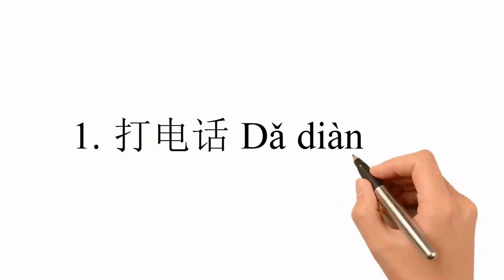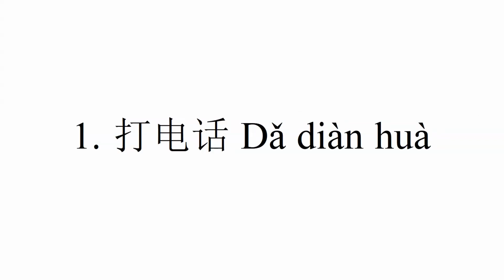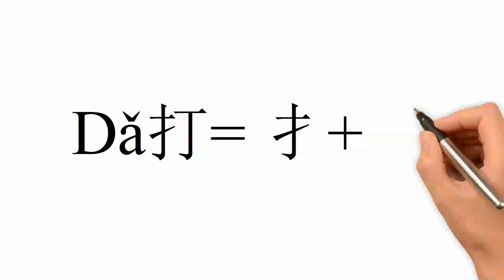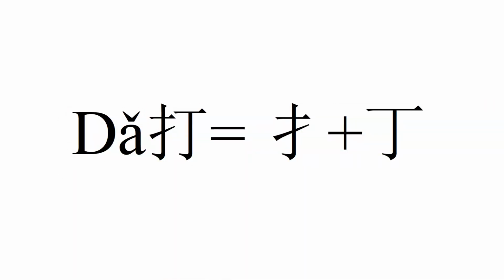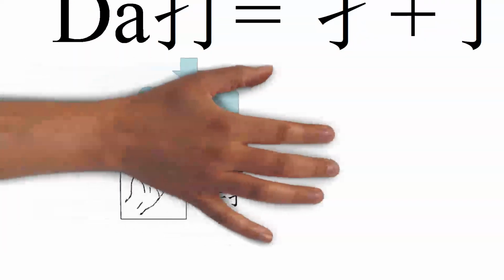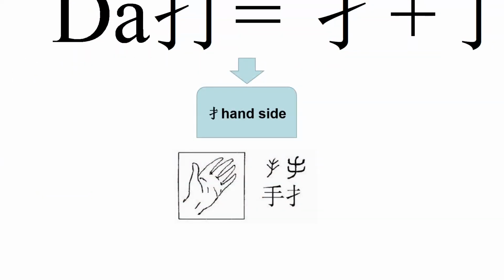Number 1, 打电话. 打电话 means to call, to make a phone call. Let's take a look at the first character, 打. Firstly, 打 has two parts. The left part is called the hand side.